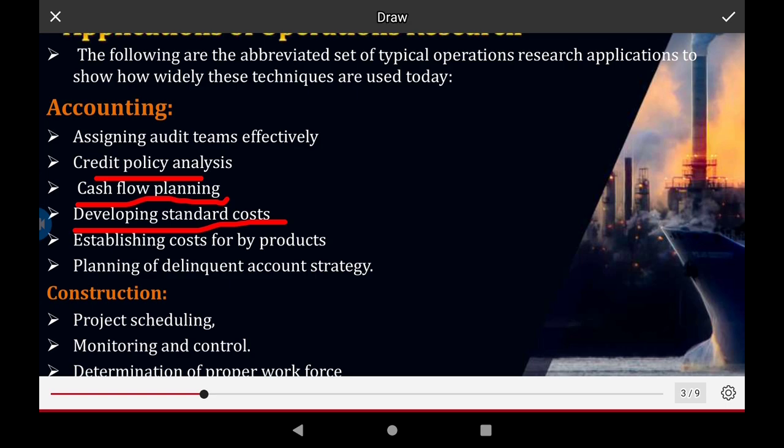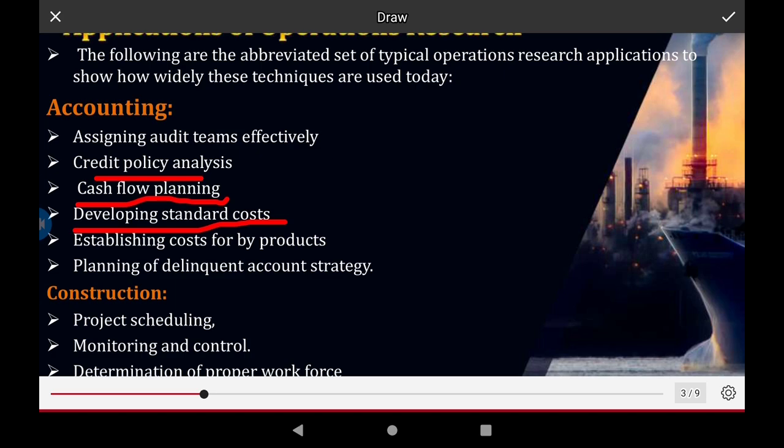In the accounting system, one point is planning of the daily count for the strategy. Suppose the accounting system has decided on one strategy, and the strategy is completed by the accounting managers. To achieve completion of the strategy, we apply operation research tools and techniques.